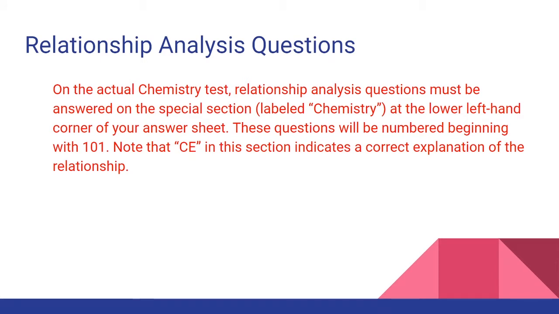Now, relationship analysis questions. On the actual chemistry test, relationship analysis questions must be answered in the special section labeled chemistry at the lower left-hand corner of your answer sheet. These questions will be numbered beginning with 101. Note that CE in this section indicates a correct explanation of the relationship, and I'll explain what CE is used for in these relationship analysis questions.